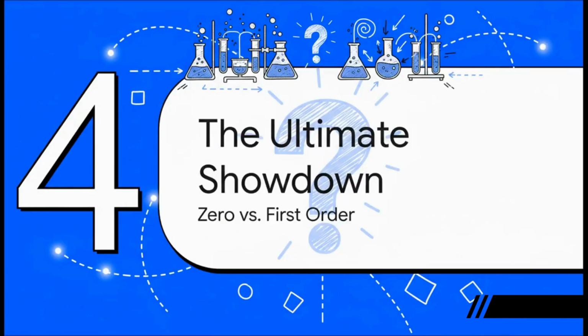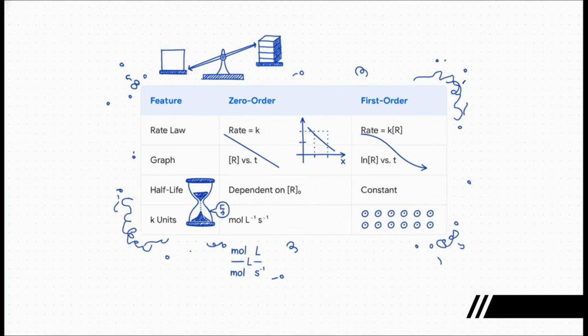All right, it's time for the ultimate showdown. Zero versus first order. Let's put them side by side so you can see exactly how they're different. Let's run through this nice and quick. The rate law? Zero order doesn't care about concentration. First order is directly tied to it. The graph? For zero order, you get a straight line with just concentration versus time. For first order, you need the log of the concentration to get that line.